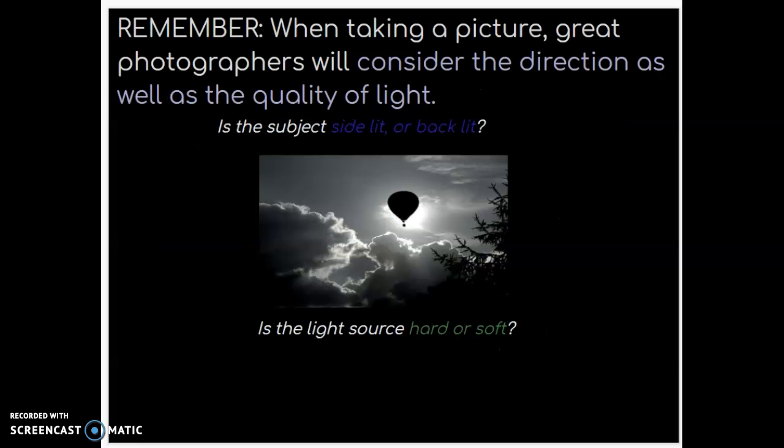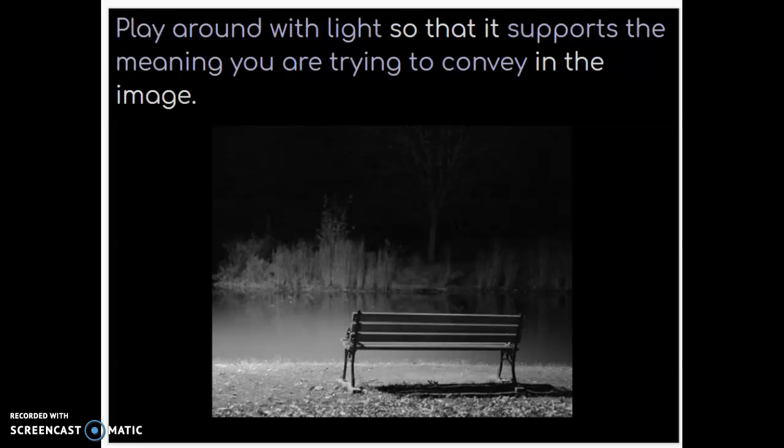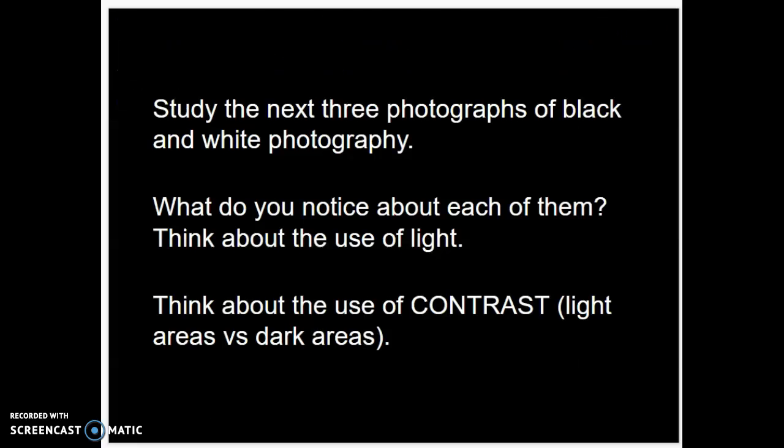Just a couple reminders on the attribute of light. Think about the direction of the light as well as the quality of the light and how it interacts with your subject. You can change the feeling of a photograph by using different types of light, and try to play around with light and see what you can come up with. And so that's a big focus for your black and white unit.